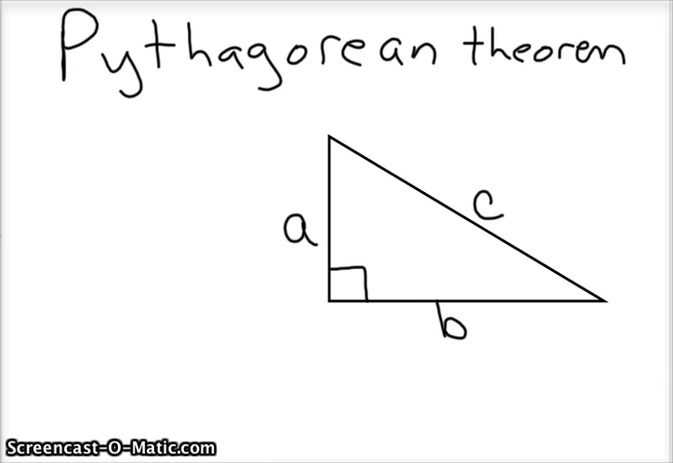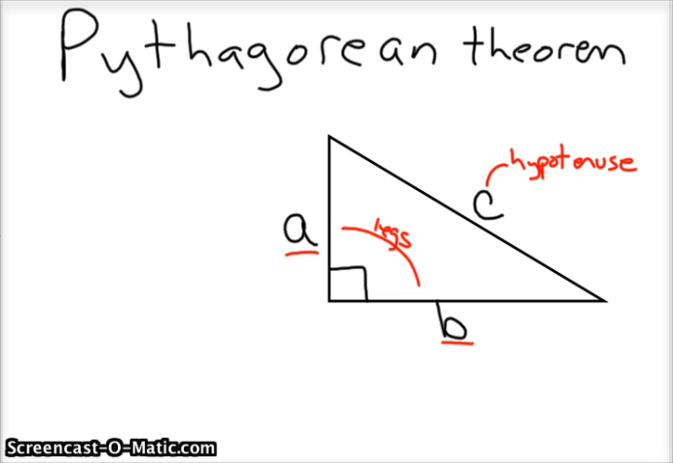All right, the Pythagorean theorem is a way that only works in right triangles. And just to help you with the labels, A and B are called legs. Those are the legs of a right triangle. And then C is what's called the hypotenuse.